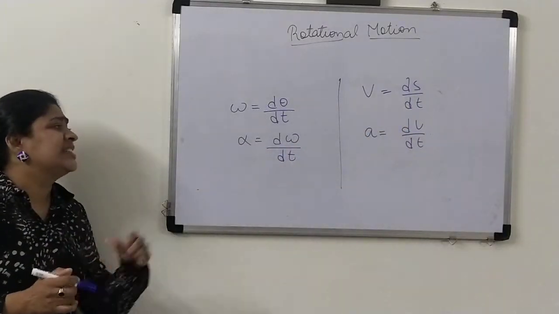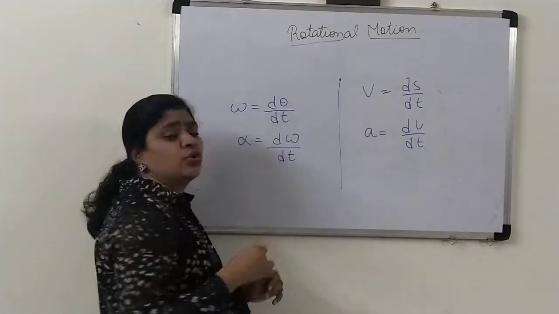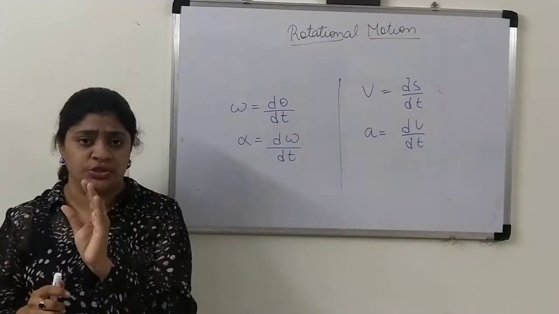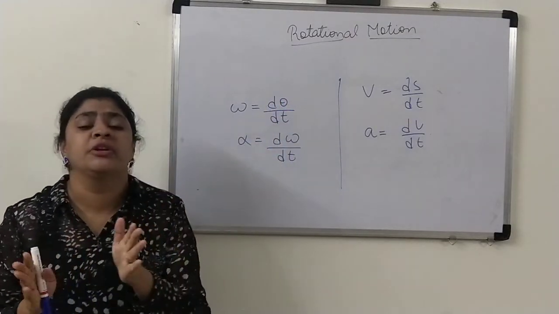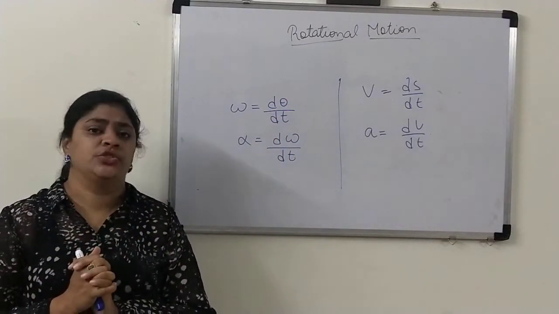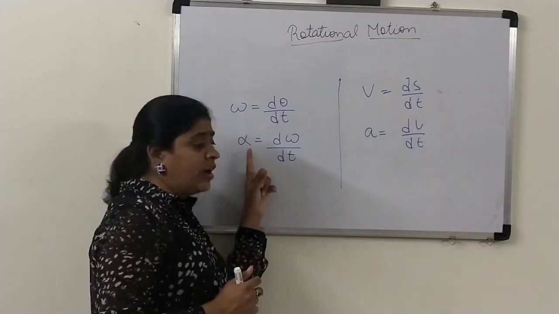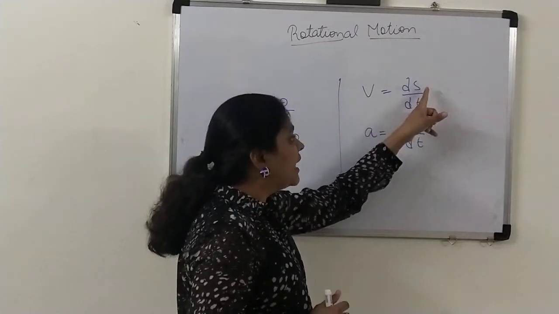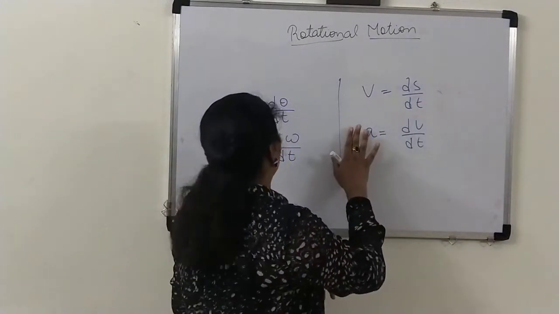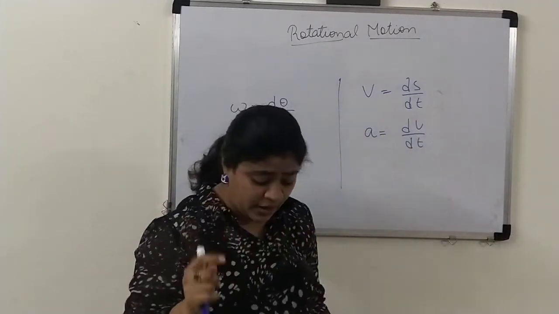Now how do you recognize that this is change? This d basically shows that it is the change. When you say change, you write this d. So omega is equal to d theta by dt. This is alpha, d omega by dt. Velocity is equal to ds by dt, and acceleration is equal to dv by dt, right?